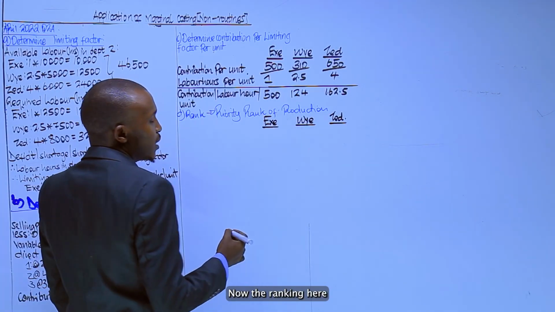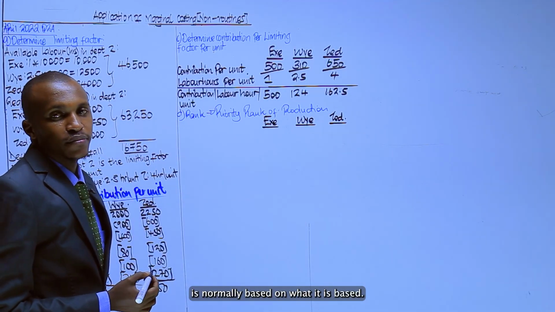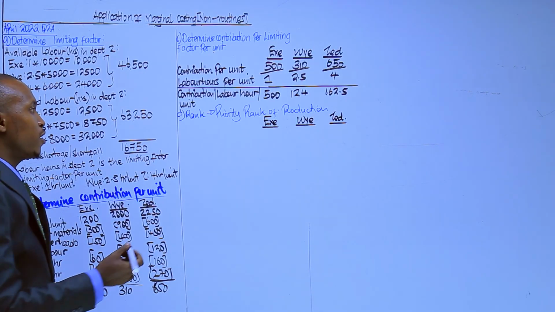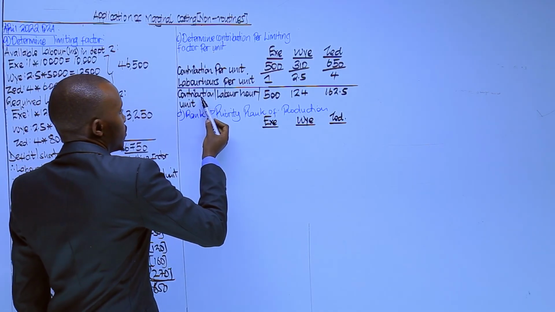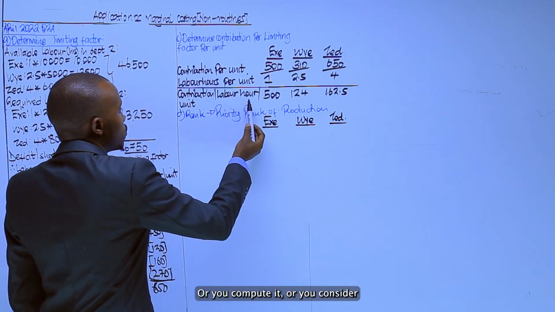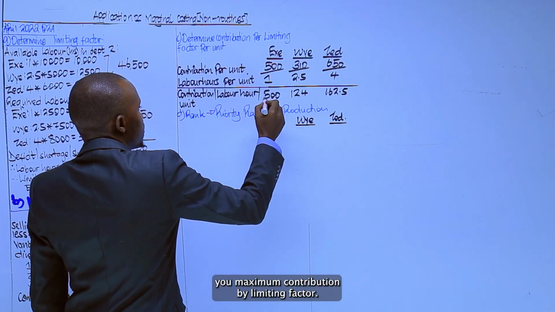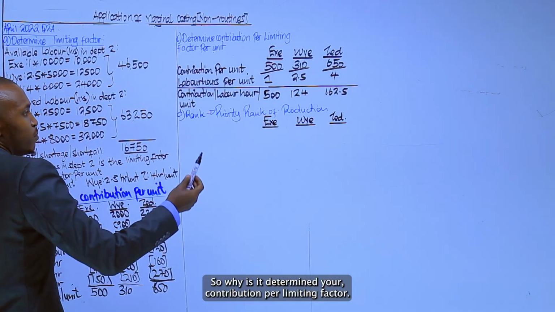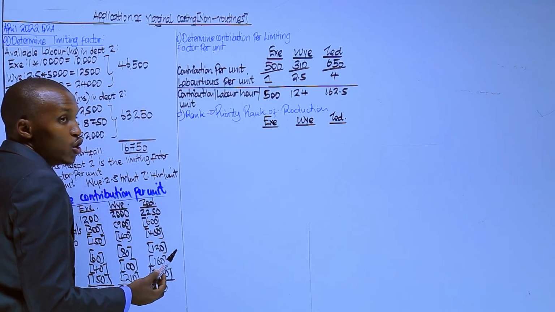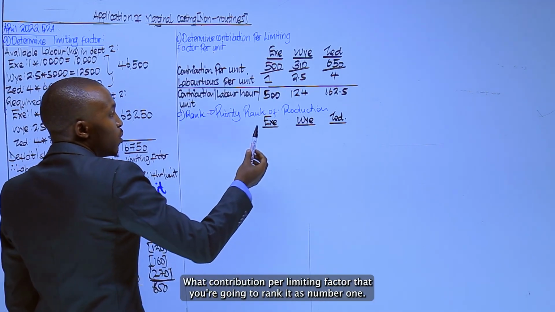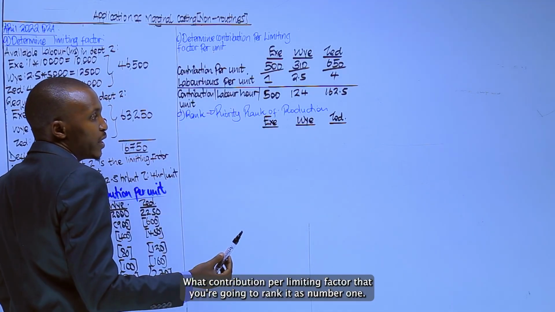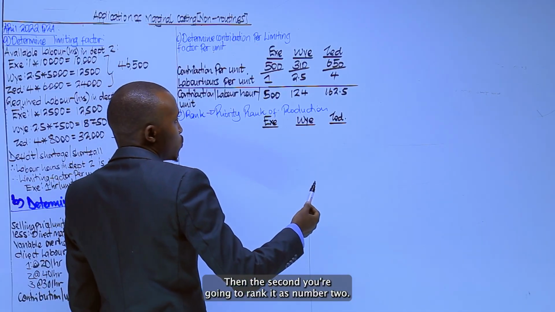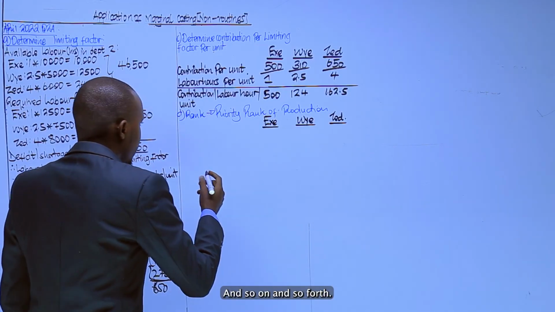Now, the rank in here is normally based on what? It is based on the maximum, or you consider your maximum contribution per limiting factor. So once you've determined your contribution per limiting factor, you're going to look at the one with the maximum what? Contribution per limiting factor. That you're going to rank it as number 1. Then the second, you're going to rank it as number 2, and so on and so forth.